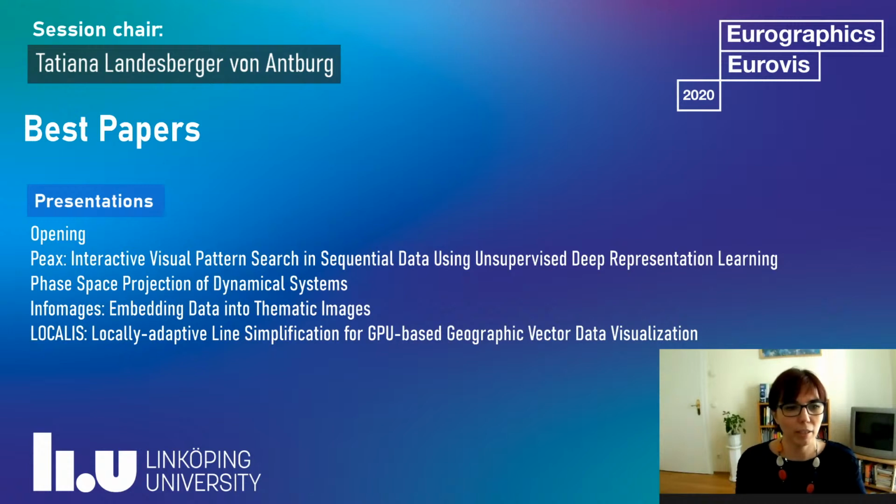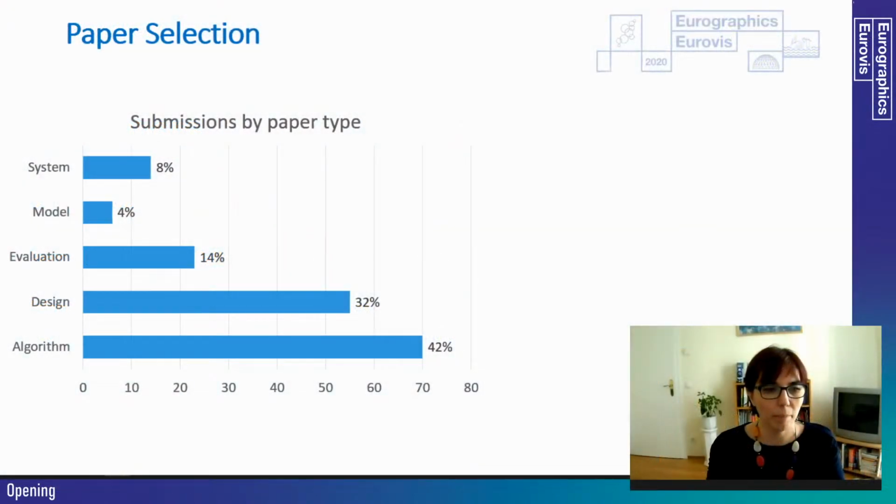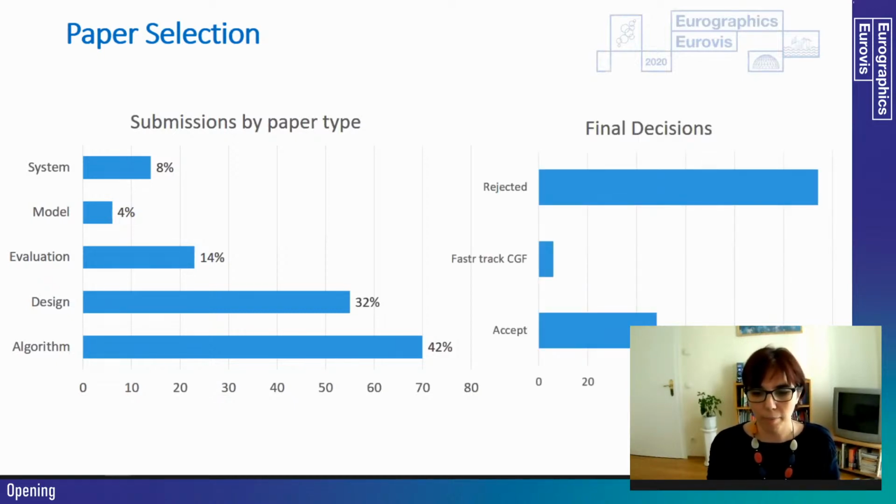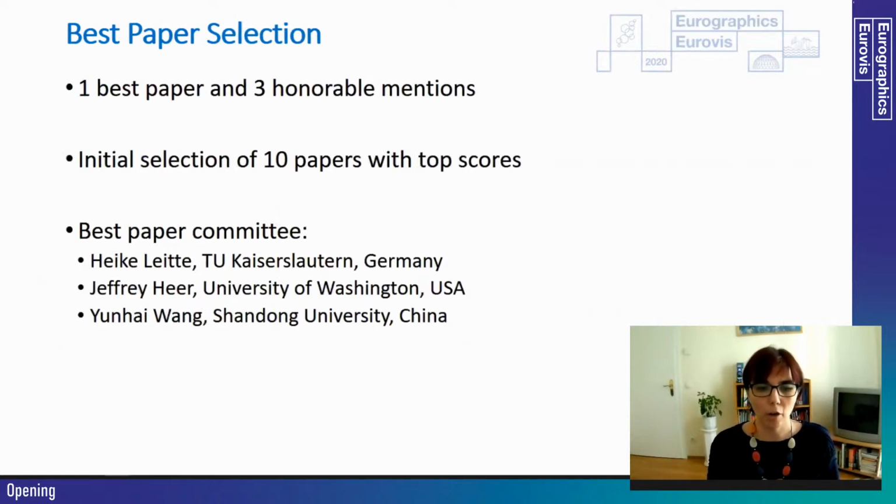This session features the best papers at the Eurovis full papers track, and we have one best paper and 3 honorable mention papers that have been selected out of 168 papers. The process of choosing the best paper awards used the first 168 papers that were submitted. Out of them, we accepted 48 papers with an acceptance rate of 28%. From the accepted papers, the committee selected 1 paper and 3 honorable mentions from an initial selection of 10 papers based on their top scores.